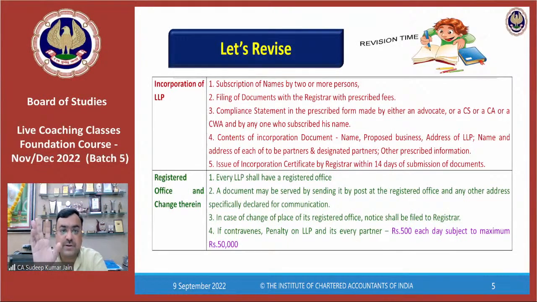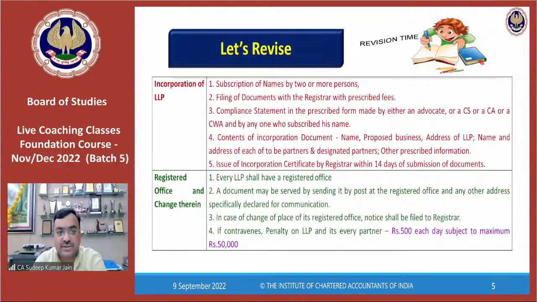Subscription of name by 2 or more persons. It means minimum 2 persons should give their name. Filing of document to ROC with the prescribed fees. Compliance statement by 2 persons, either advocate, CS or CA or CWA and one of the proposed designated partner. Contents of incorporation documents: name, proposed business, address of LLP, name and address of each of the partners and designated partners, all other prescribed informations. Issue of incorporation certificate by registrar within 14 days of submission of document.